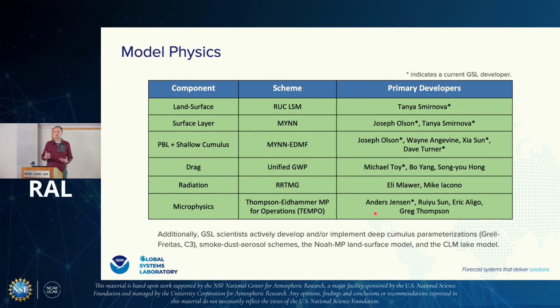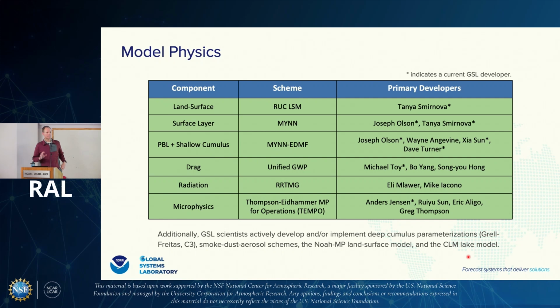We also do have other parameterizations that are not used in this system. Our cumulus parameterization, George Grell is the lead developer there. Smoke, dust, and aerosol schemes, HRRR smoke, RAP smoke, WRF-Chem, a lot of that development has taken place within our group as well. We're moving toward the NOAH-MP land surface model for our future land surface modeling efforts, and then the community land model's lake model component that Tanya Smirnova has worked on.